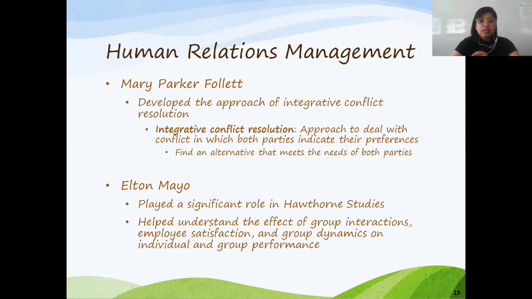So next one is Elton Mayo, who played a significant role in the Hawthorne studies, helping to understand the effect of group interactions, employee satisfaction, and group dynamics on individual and group performance. So this is a very significant contribution by Elton Mayo. For him, the effect of group interaction somewhat affects the performance of the group or individual. So how your employees perform affects you and your performance.